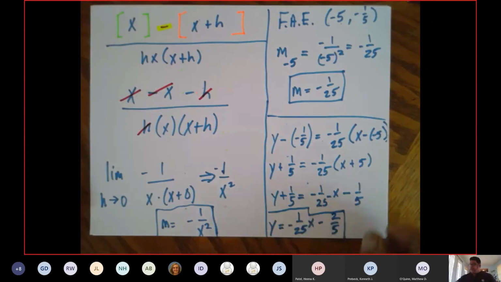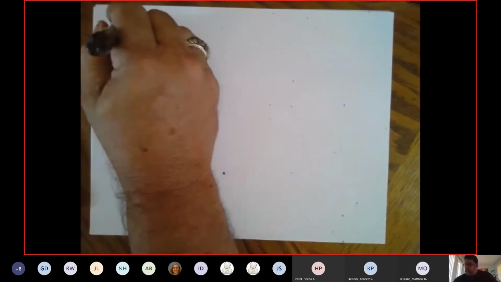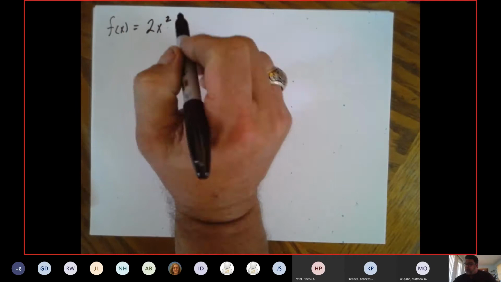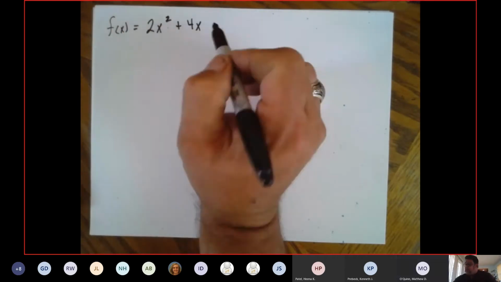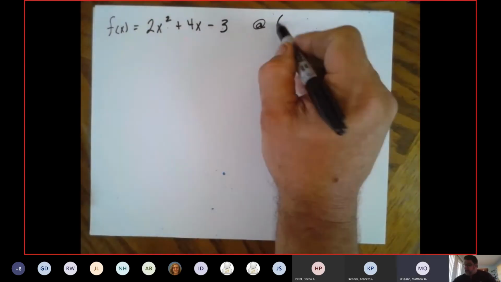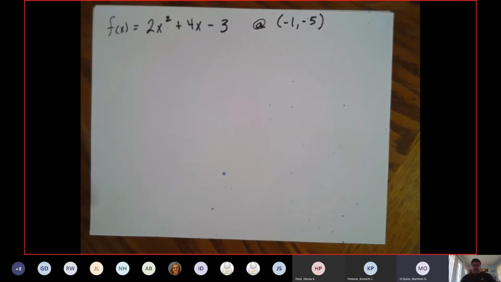All right, so let's do another one. I've got to get another black pen. I've got to use black for problems. So f of x is equal to 2x squared plus 4x minus 3. And they want you to find an equation of a line at the point -1, -5. So I'm going to give y'all a minute or two to work on this one, get it started, or you can finish it, knock yourself out. 3:51, give y'all a couple of minutes.